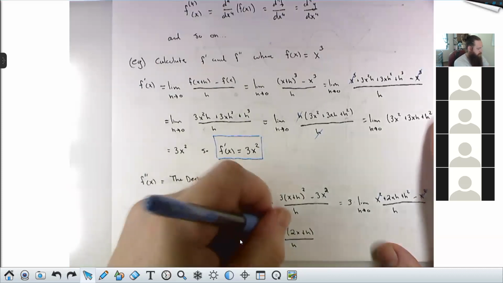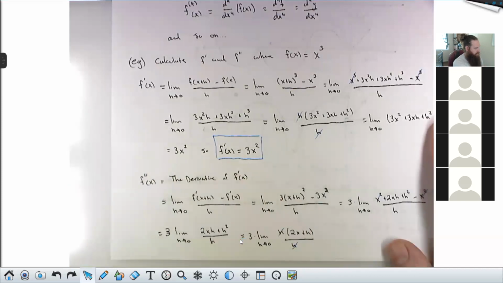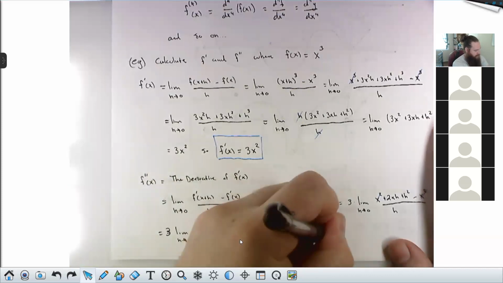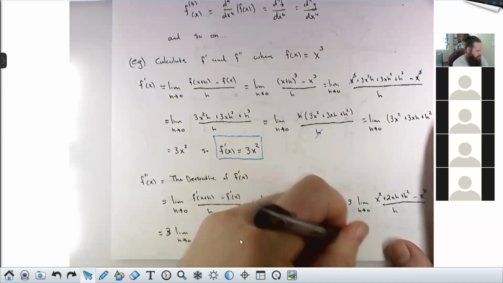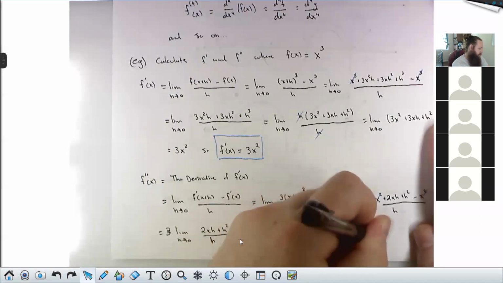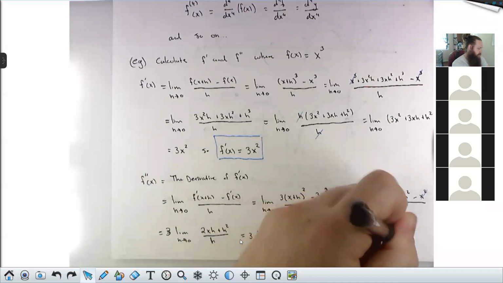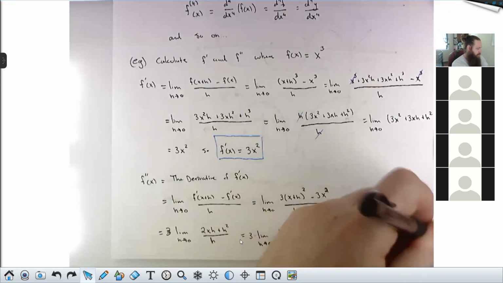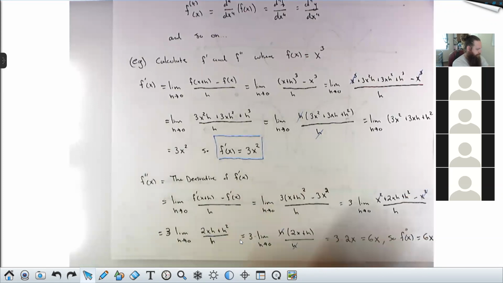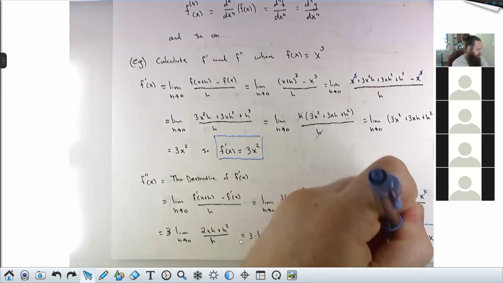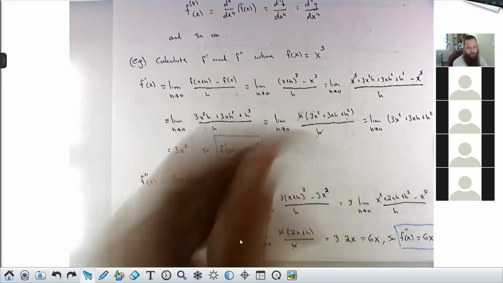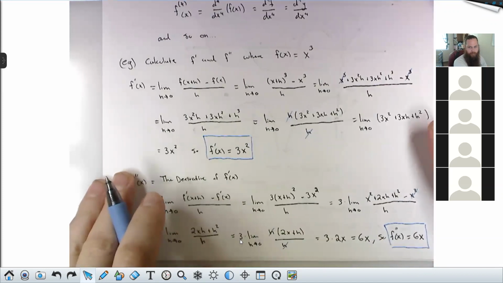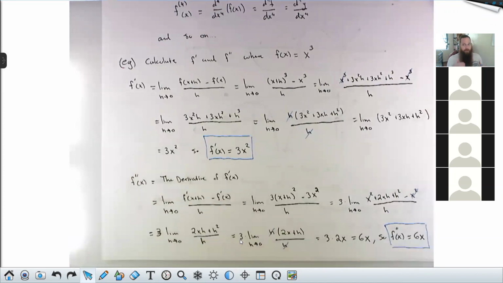Cancel with the h downstairs. Send h to 0. You get 3 times 2x, or 6x. So f double primed of x here is 6x. And those are your first two derivatives. And we can repeat this process as many times as we want, right?